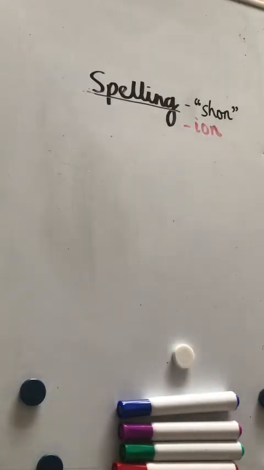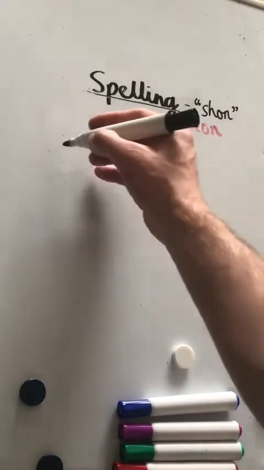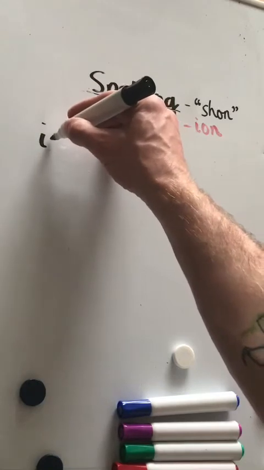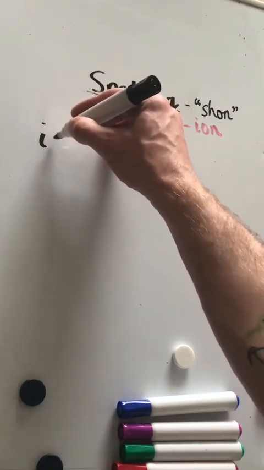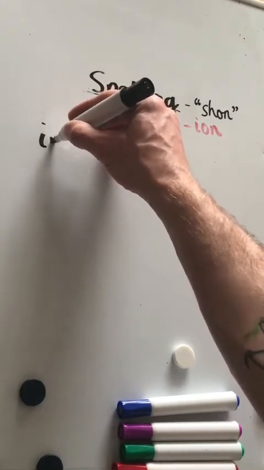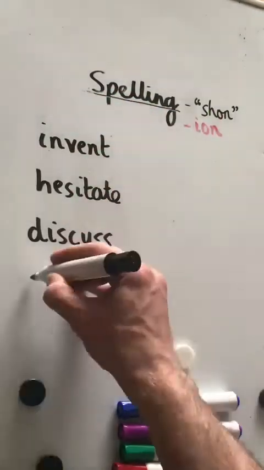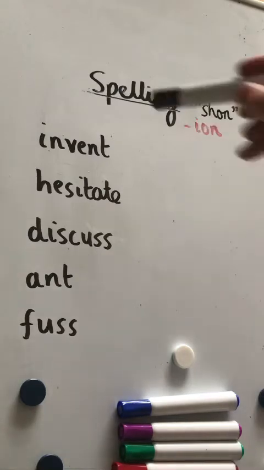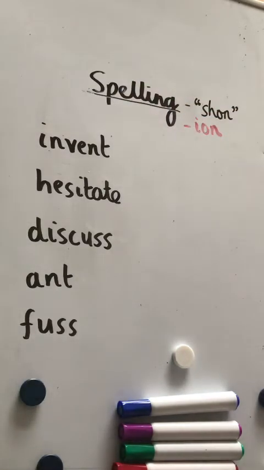Now, I'm going to write some words on my board. And we're going to have a look at them and see how we can change these words with the shon sound on the end. So we're going to have a look at these: invent, hesitate, discuss, ant, and fuss.